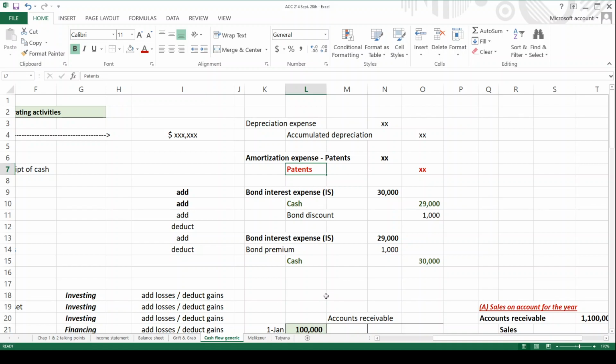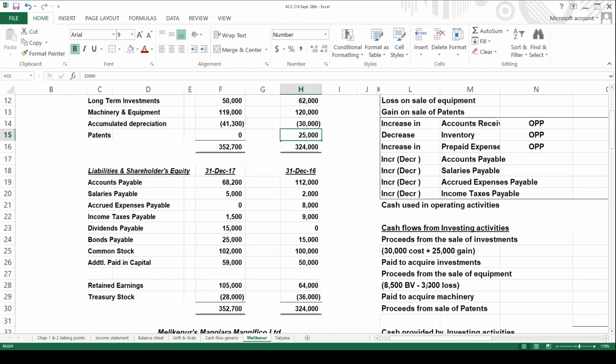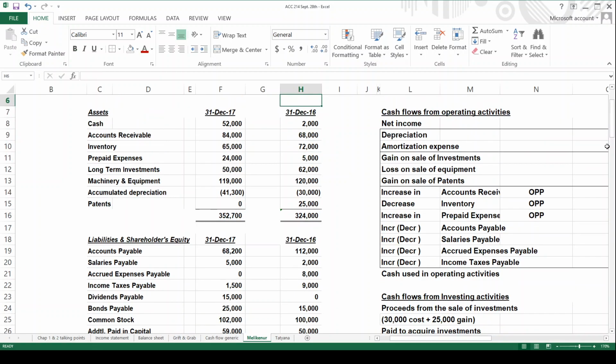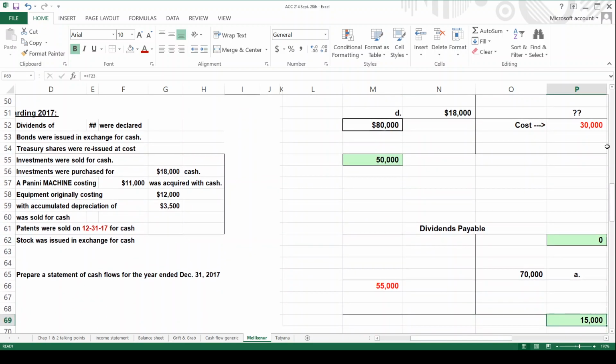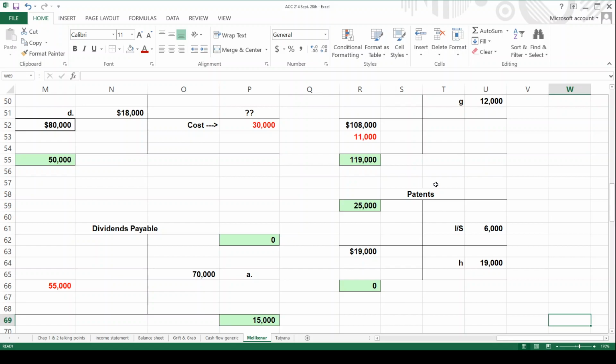So we know that in the example we're now looking at, patents had been reduced by the amount of amortization that was on the income statement. Okay, so what amortization do we have on the income statement? We had $6,000. All right, so now I'm going to do a little T account down here. Here's our patents. Started at 25. In the income statement, we know that was reduced by 6. That brought us down to 19, but we didn't end up at 19. We ended up at 0. So we sold patents that had an amortized cost of $19,000.